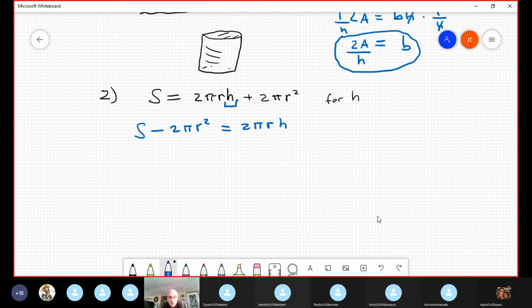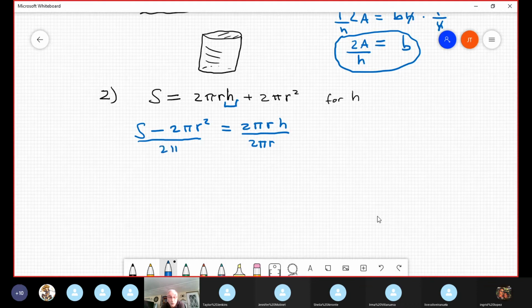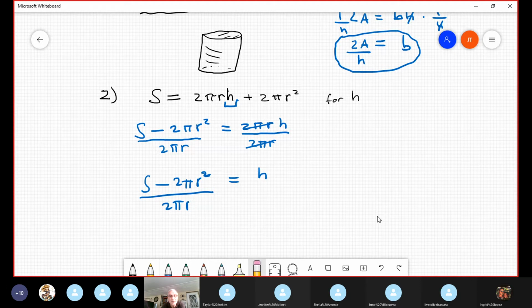And finally, to isolate h, you divide both sides by 2 pi r, which is the part I want to remove. Therefore, on the right-hand side, only h stays alive. This and this cancel. This is the intention. On the left-hand side, we have s minus 2 pi r squared divided by 2 pi r. Let me see which option matches: s minus 2 pi r squared divided by only 2 pi r. This is not squared. I made a mistake here. This is not squared.